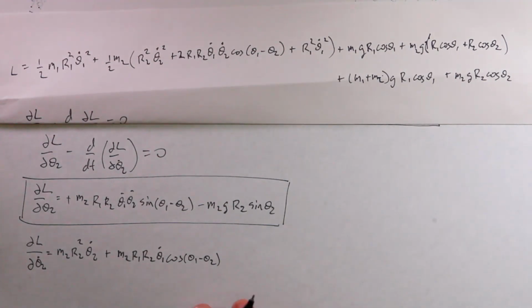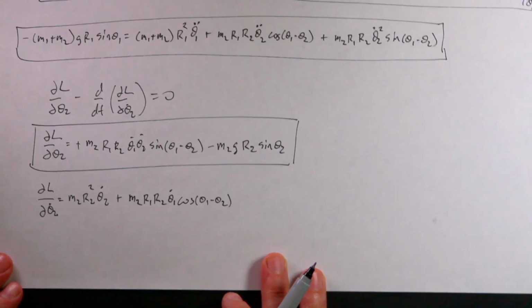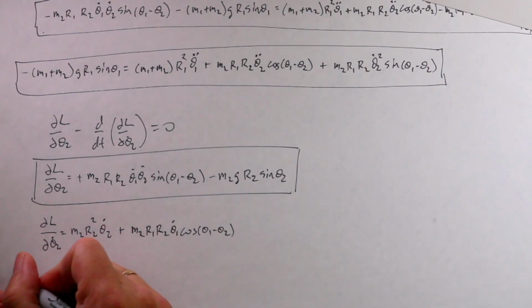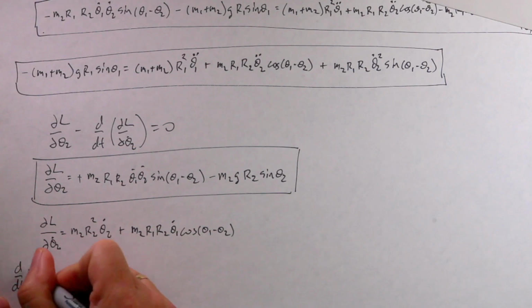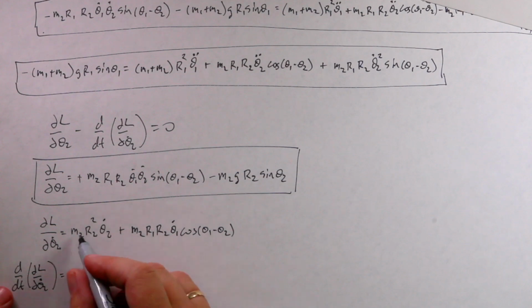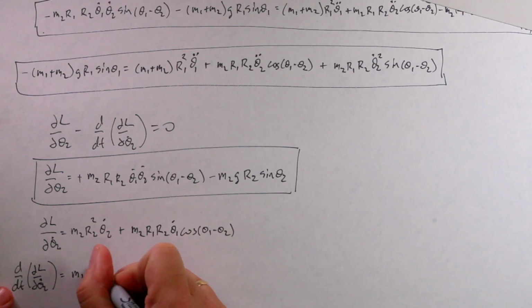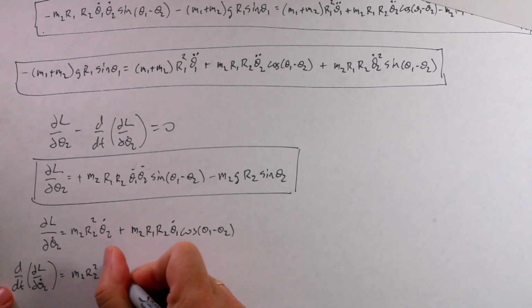Okay, so now I can take the derivative of this with respect to time. I think I have enough room down here. So let's say d/dt of the partial of L with respect to theta 2 dot is going to be, okay, this first term is pretty easy. You notice this term is a little bit easier than the last term. The only term in this that depends on time is theta 2 dot. So I get m2 r2 squared theta 2 double dot.